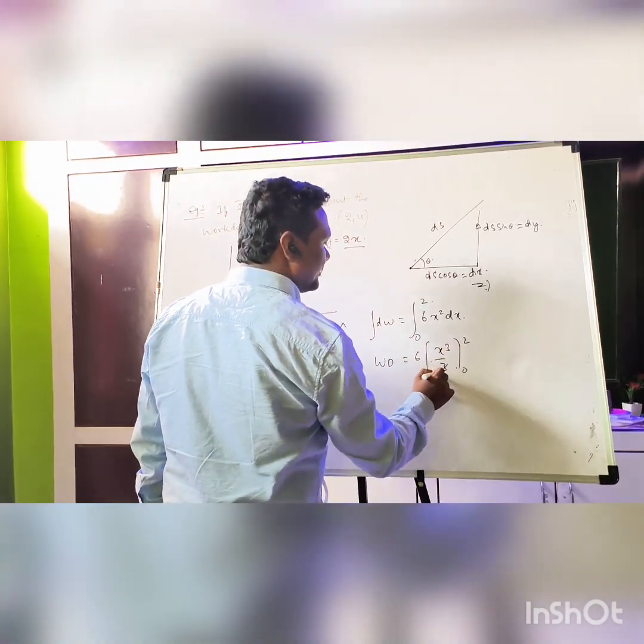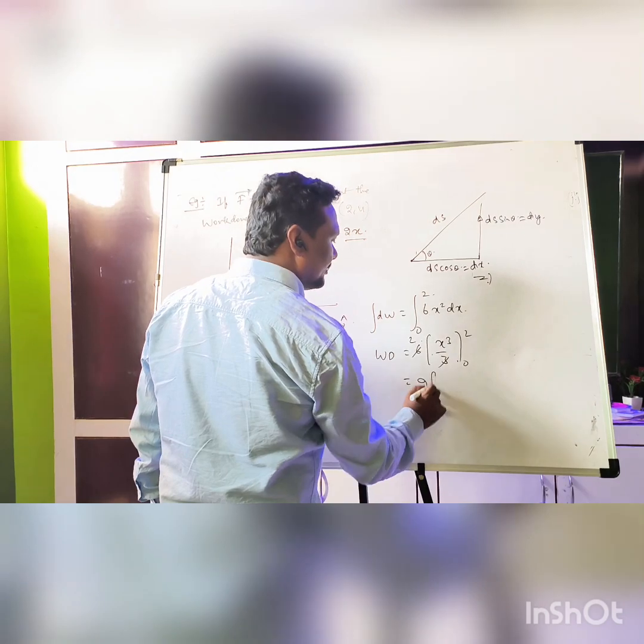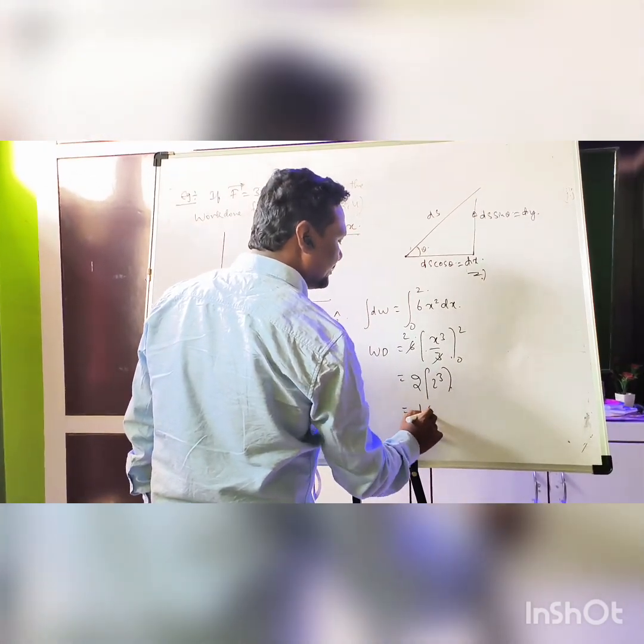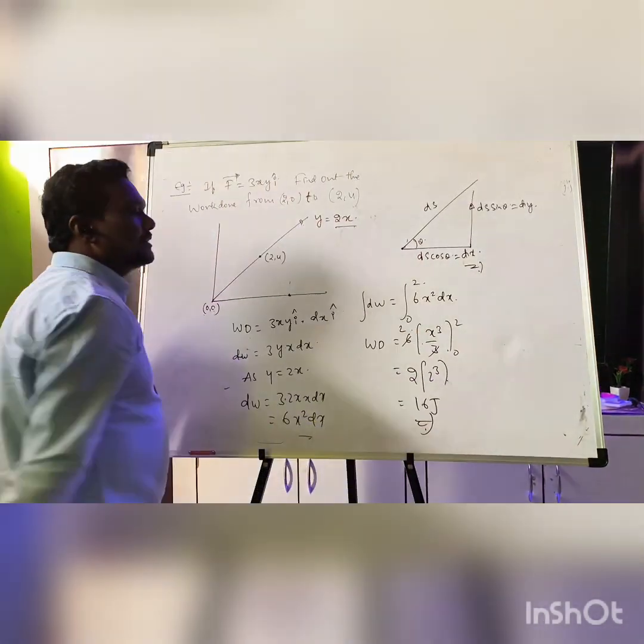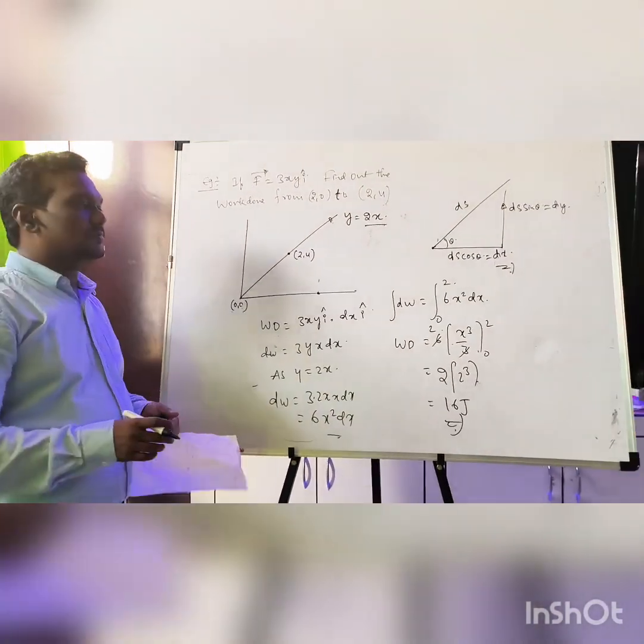That is nothing but from 0 to 2. 3 twos are 6, so 2 into 2 cube, that is 8, twos are 16 joule. So work done is equal to 16 joule.